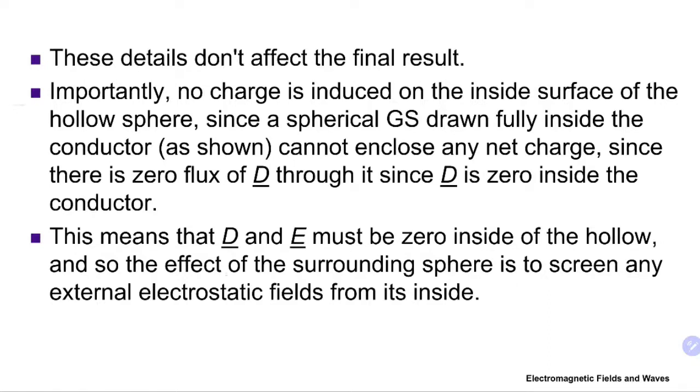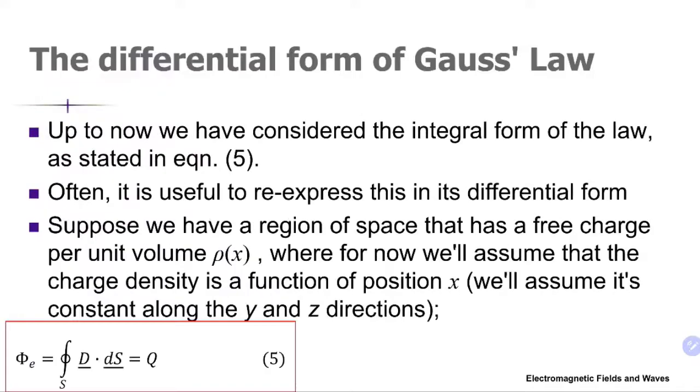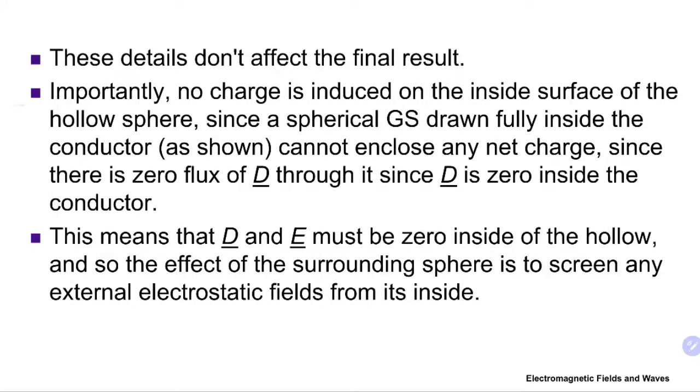Okay, so the crucial thing is E and D must be zero inside the hollow, and so the effect of the surrounding sphere is to screen any external electrostatic field from its inside. So anything that happens on the outside has no influence on the inside of the hollow bits of the sphere. Okay, so that is what Faraday cage is.